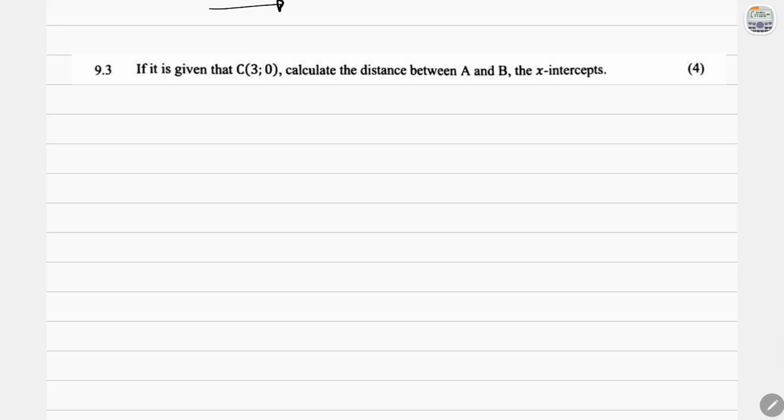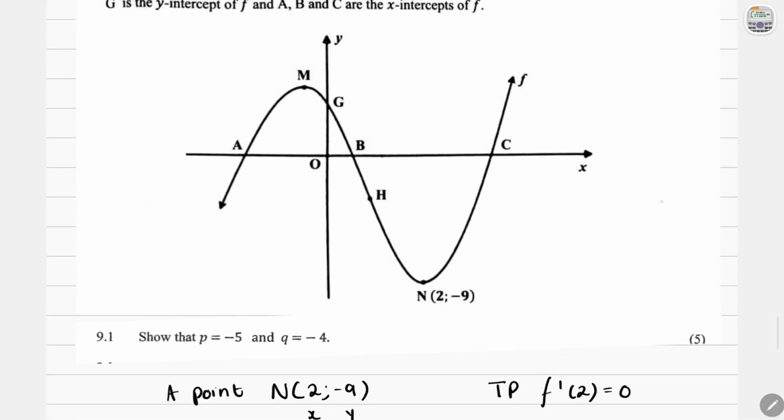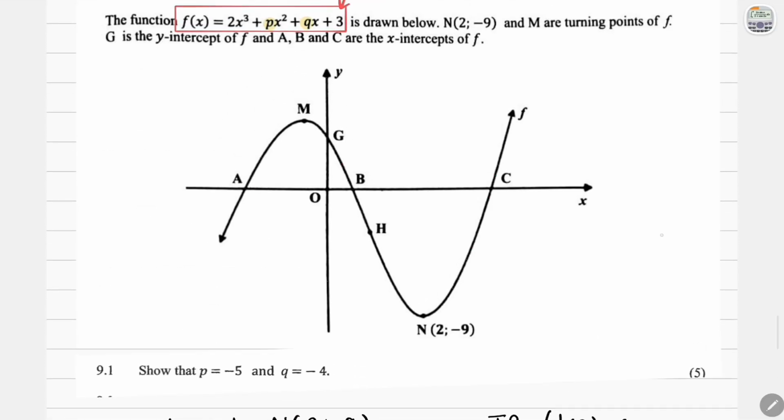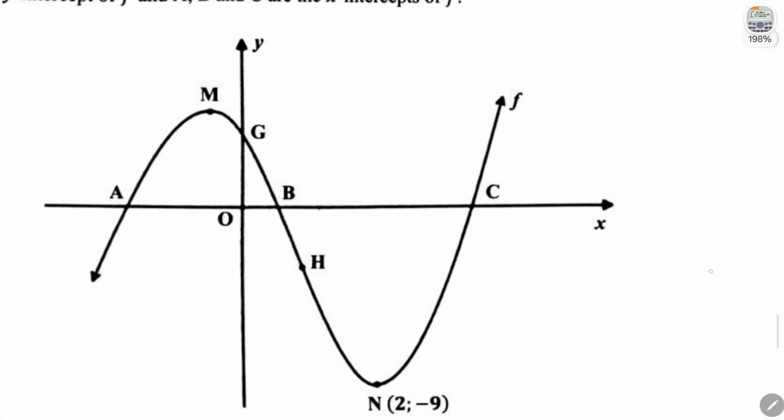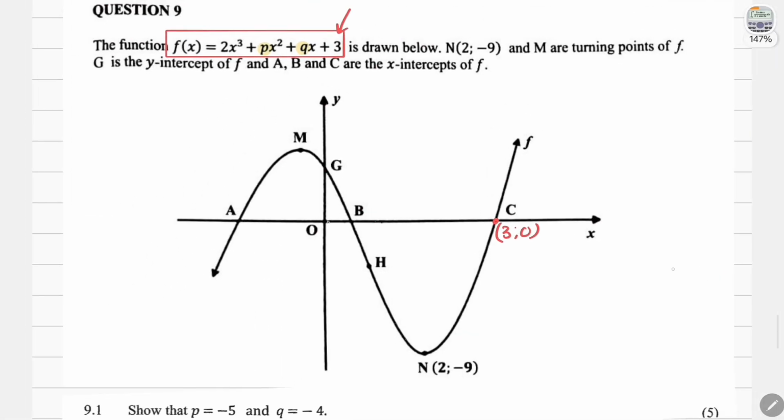Question 9.3 says, if it is given that C is 3 and 0, calculate the distance between A and B. So find the distance between A and B, the x-intercepts. And they gave us C, which is another x-intercept. So if this is 3 and 0, why did they give us this? How does that help us find these?